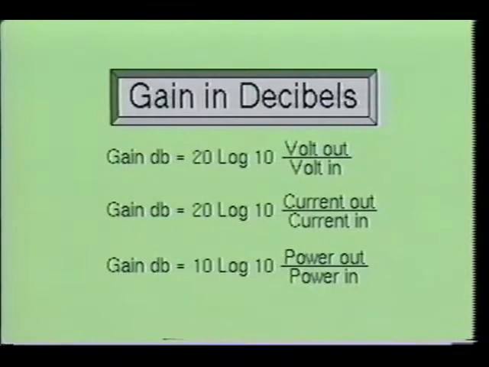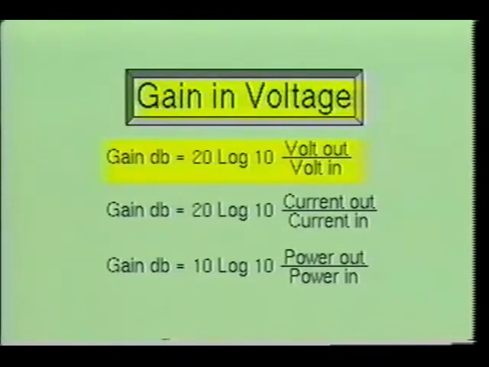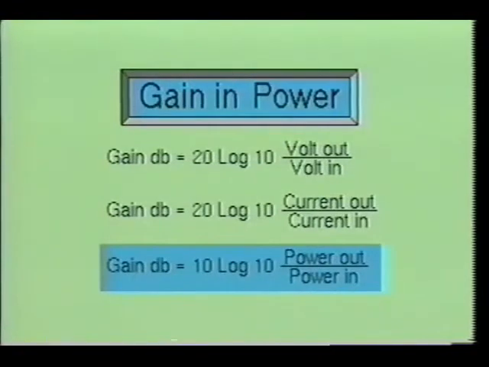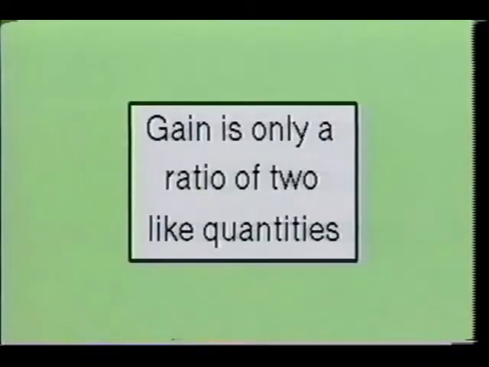When gain is expressed in decibels, the equations require the use of logarithms to the base 10. For voltage, the equation is gain in decibels equals 20 log 10 times voltage out divided by voltage in. For current, the equation is gain in decibels equals 20 log 10 times current out divided by current in. And for power, the equation is gain in decibels equals 10 log 10 times power out divided by power in.